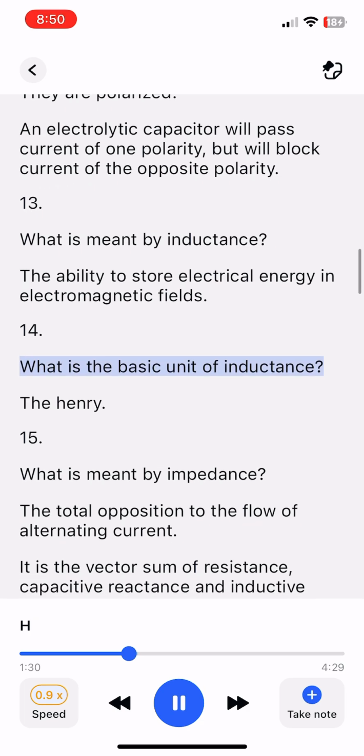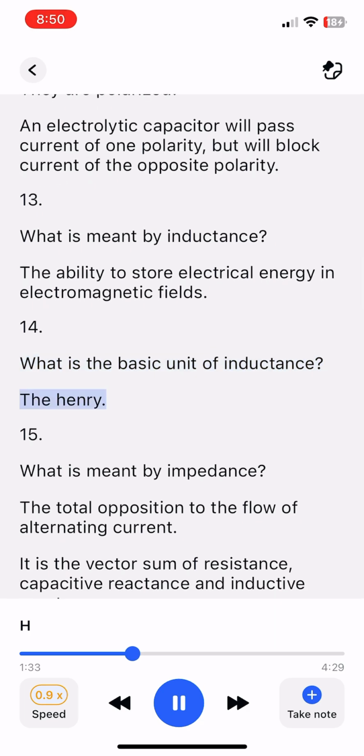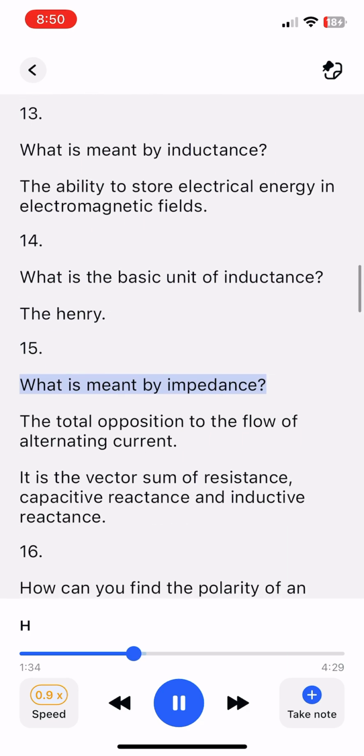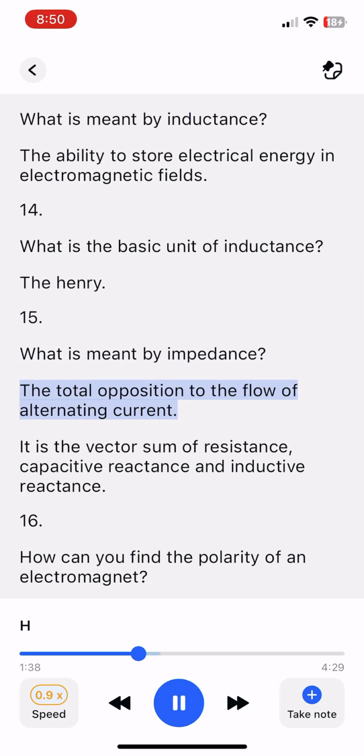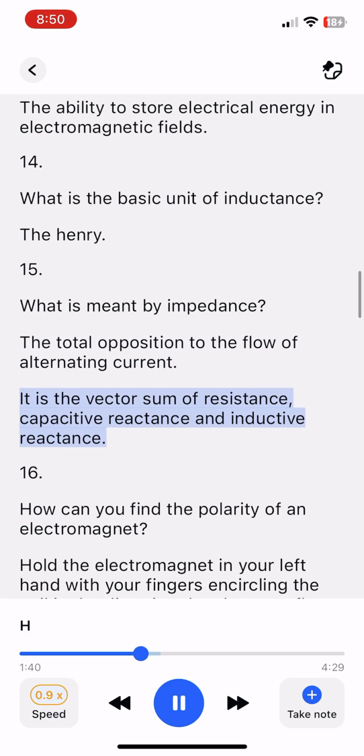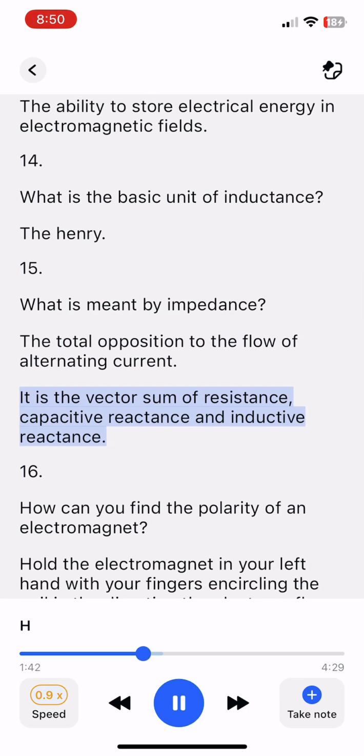14. What is the basic unit of inductance? The Henry. 15. What is meant by impedance? The total opposition to the flow of alternating current. It is the vector sum of resistance, capacitive reactance, and inductive reactance.